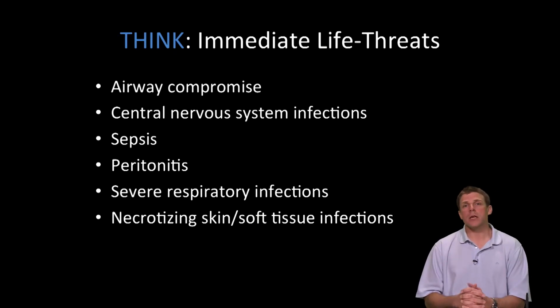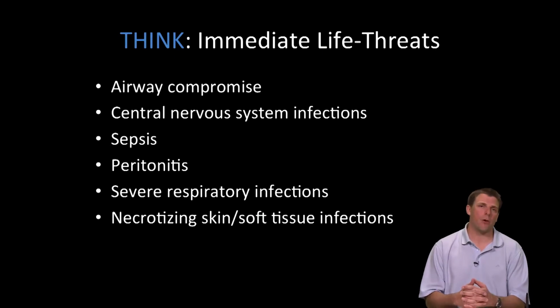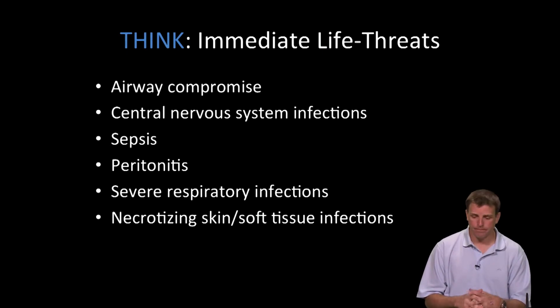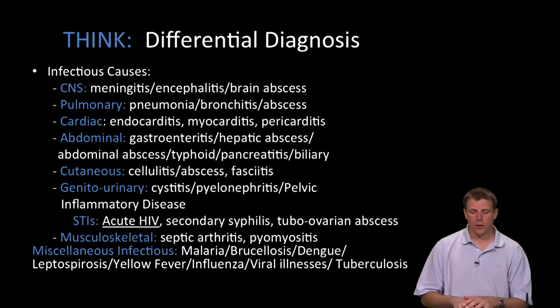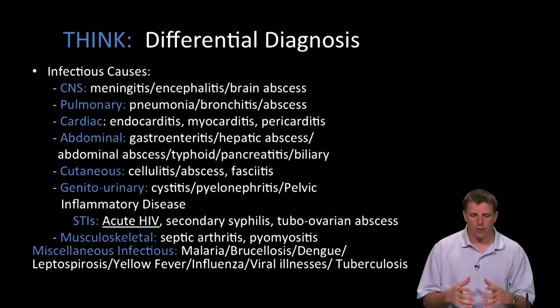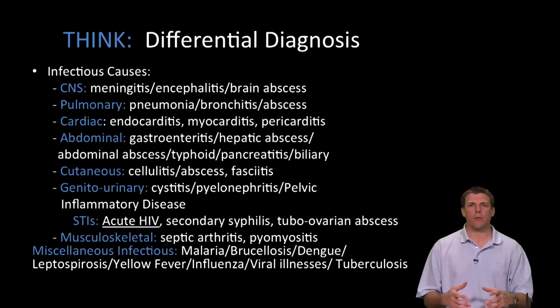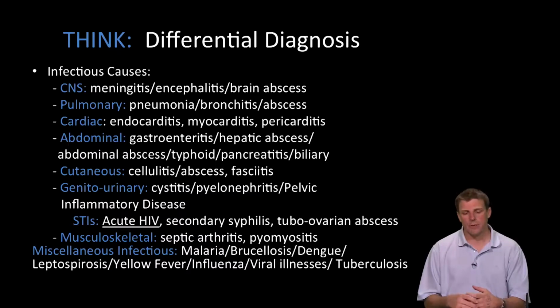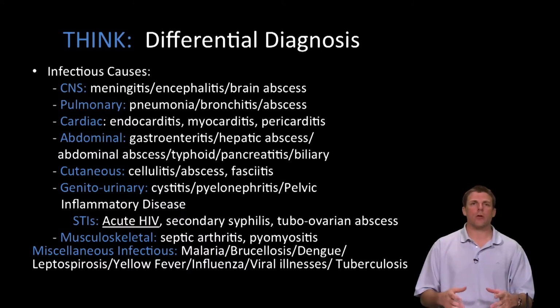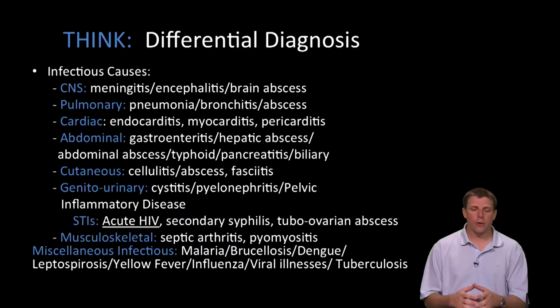And then there are necrotizing skin or soft tissue infections. These infections can spread very, very fast and be very, very destructive. And as such, if we considered that this patient might have one of these infections, we would want to, of course, immediately intervene. All right, so based on that prioritizing, we would then want to develop a differential diagnosis for this patient. Thinking in general of fever, the differential diagnosis is quite extensive and quite long.